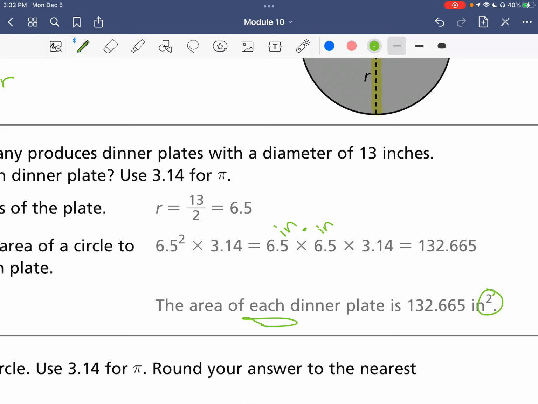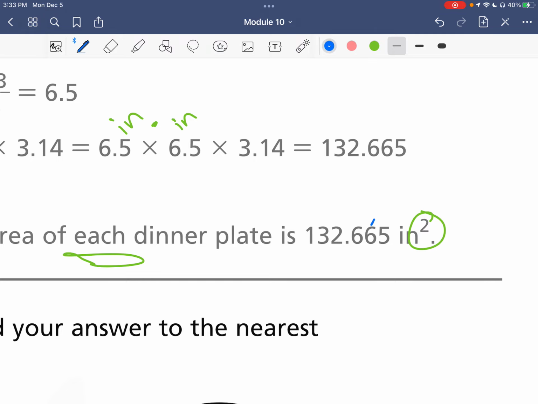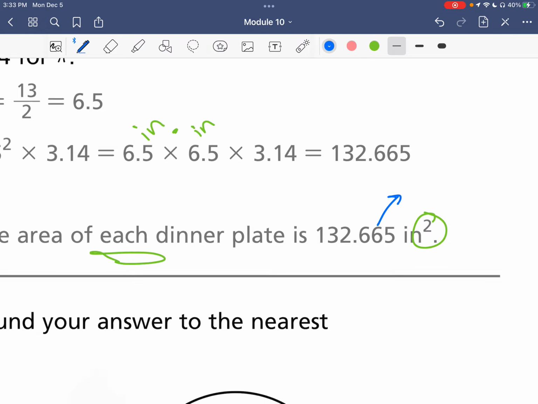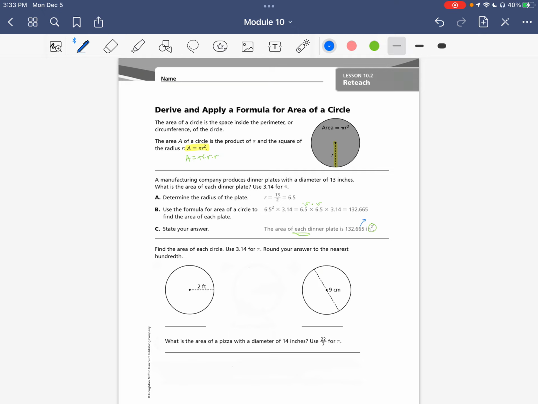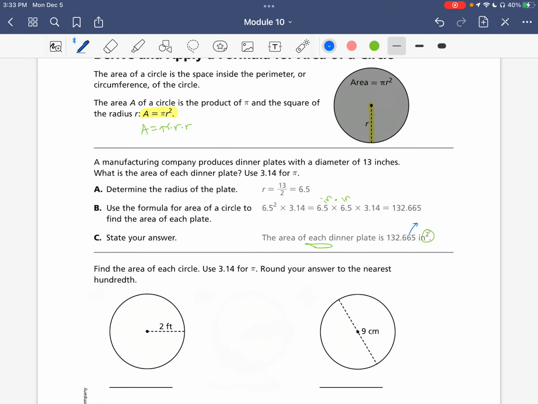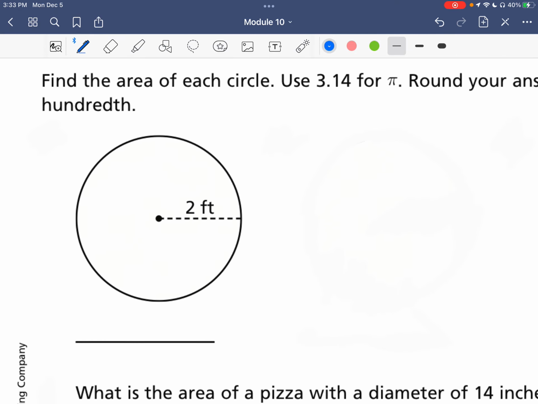All right, find the area of each circle. Use 3.14 for pi. Round your answer to the nearest hundredth. So hundredth is that second place. Look on this example, hundredth is right there.